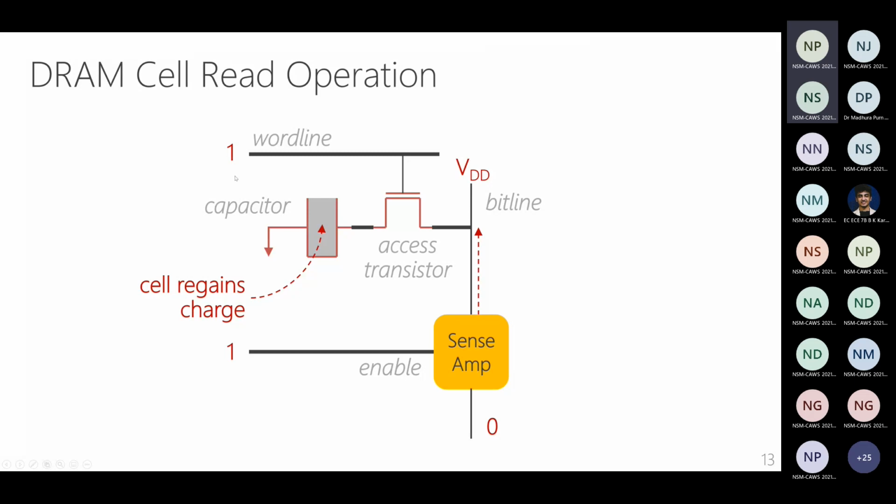But we did say some things were triggered, right? Like the raising of the word line, the enabling of the sense amplifier. Some of these are controlled by the memory controller. Some of these are internally timed by the DRAM itself, right?